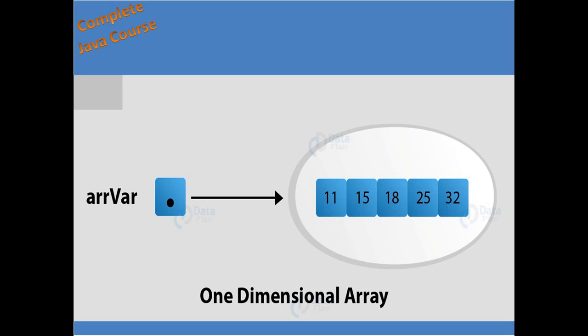Array variable. Look at the one-dimensional array. In the one-dimensional array, this is the heap memory. The array object is stored in the heap memory, and this is the array variable. The array variable, or array reference variable, is pointing to this array.